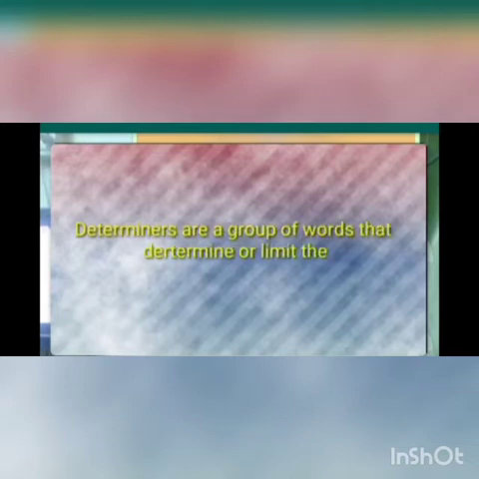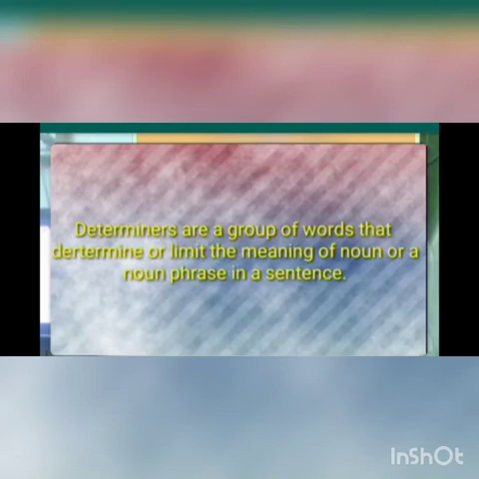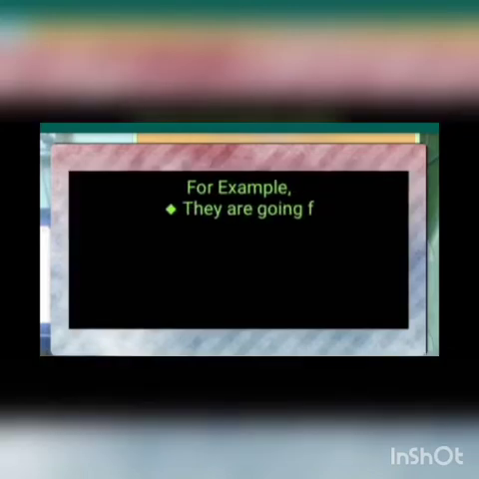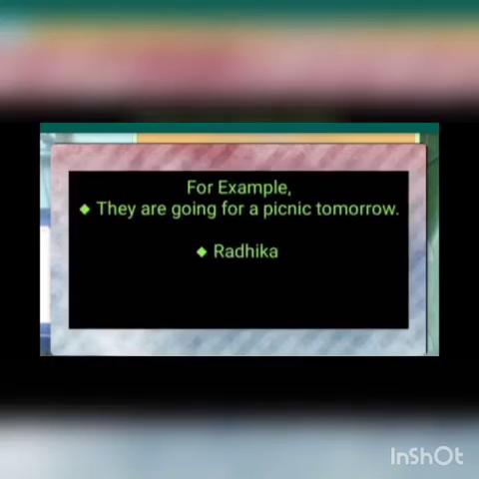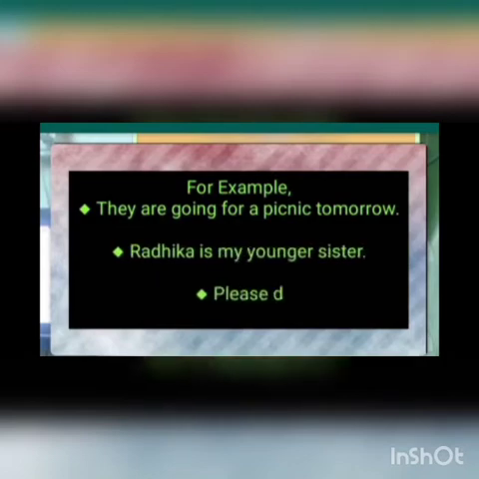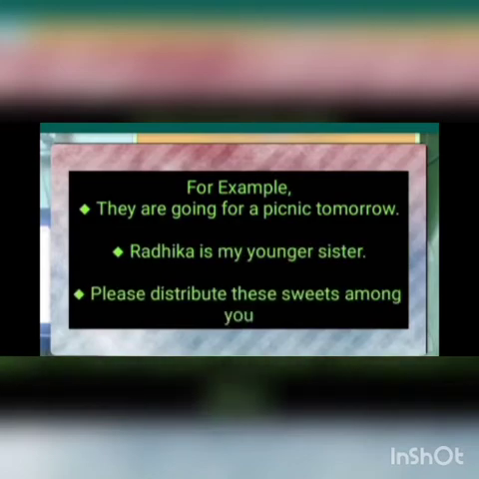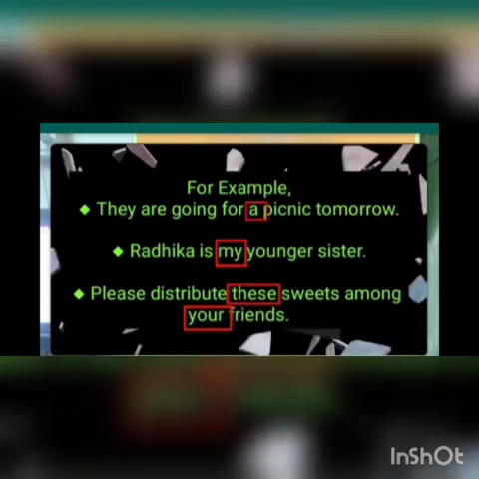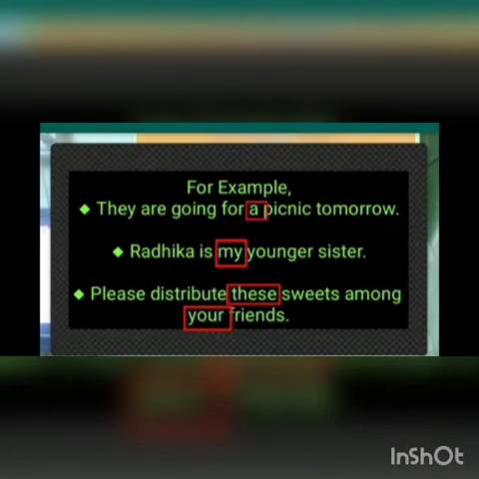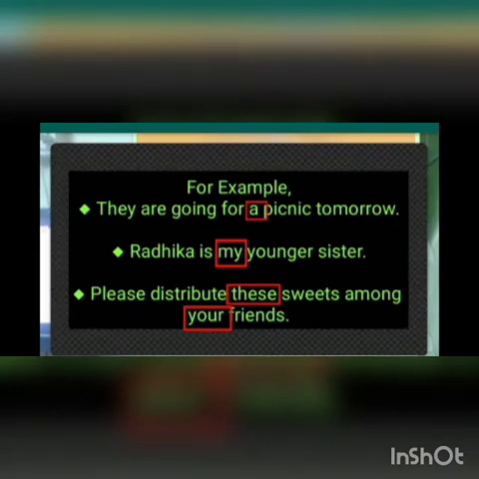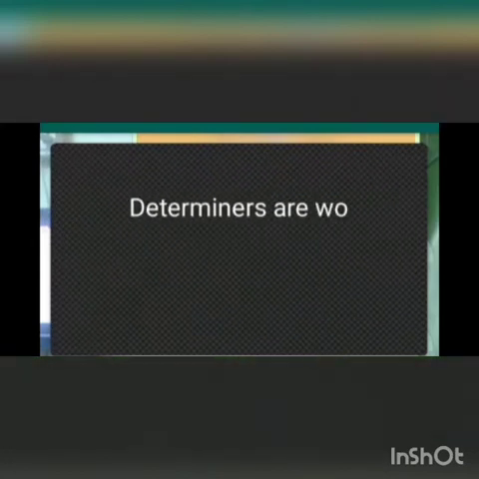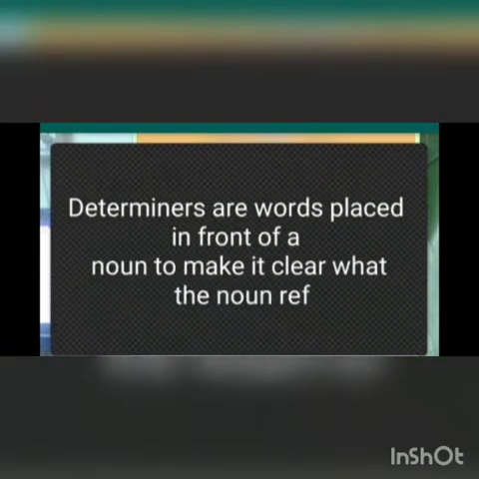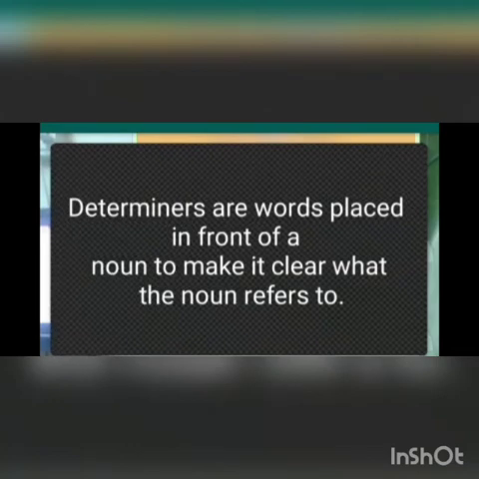Determiners are a group of words that determine or limit the meaning of a noun or a noun phrase in a sentence. For example, they are going for a picnic tomorrow. Radhika is my younger sister. Please distribute these sweets among your friends. In these examples, my, these, and your are all determiners as they limit the meaning of respective nouns or noun phrases. Determiners are words placed in front of a noun to make it clear what the noun refers to.